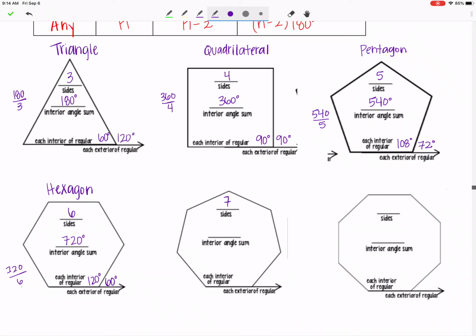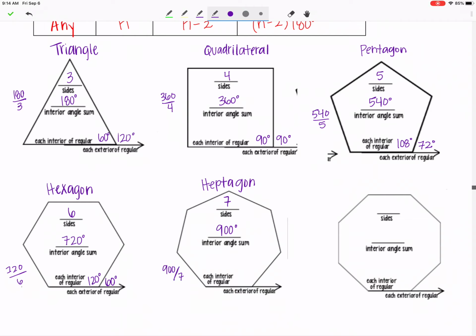All right, a 7-sided figure we call a heptagon. 7 minus 2, that's 5. 5 times 180 gives me 900 degrees for the total on the inside.